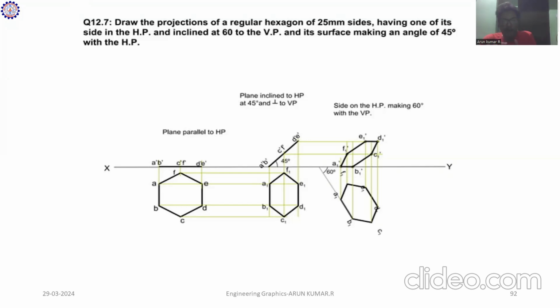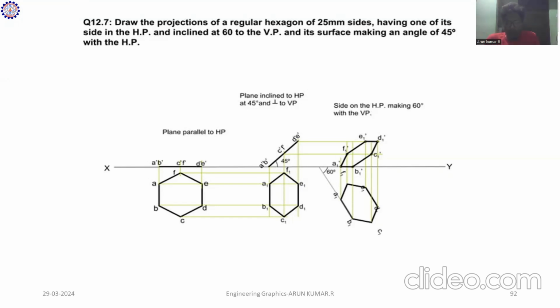So what is given in the problem? It is a regular hexagon. The hexagon has six sides, all equal, and the value of 25 mm is given. One of its sides is on the HP. Any one of the six sides can be taken. That side is in HP, and it is inclined at 60 degrees to VP. The surface makes 45 degrees to HP.